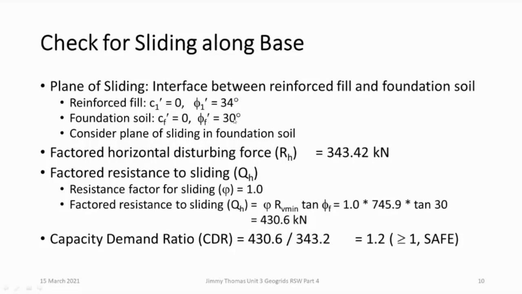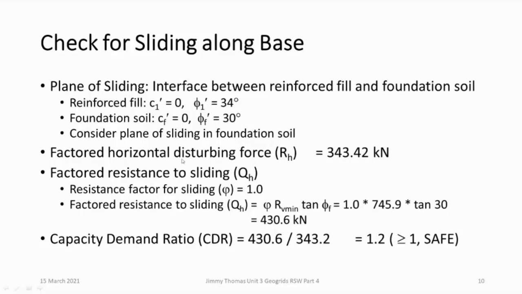Theoretically, the sliding will happen along the interface. So which value of friction angle do we have to consider? Normally we have to consider the least shear strength. Ideally, sometimes there could be a cohesion also, especially if the foundation soil is clay and we are considering undrained. So we can calculate the shear strength, and whichever gives the minimum, we can take that. In this case, since both C values are 0, we can take the lower phi value. So assume the plane of sliding will be in the foundation soil.